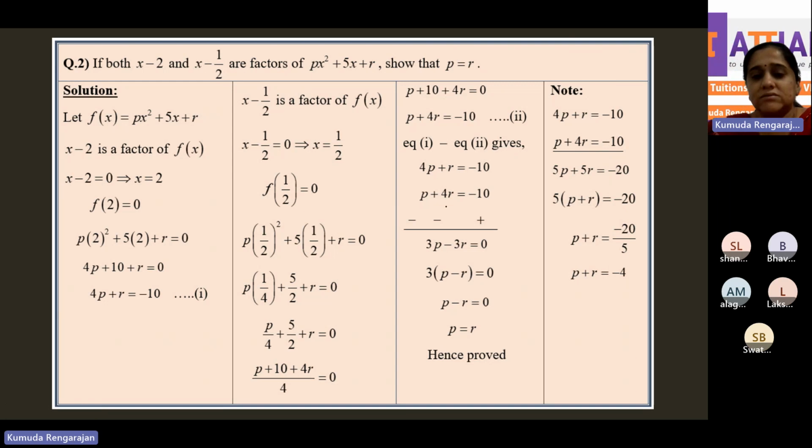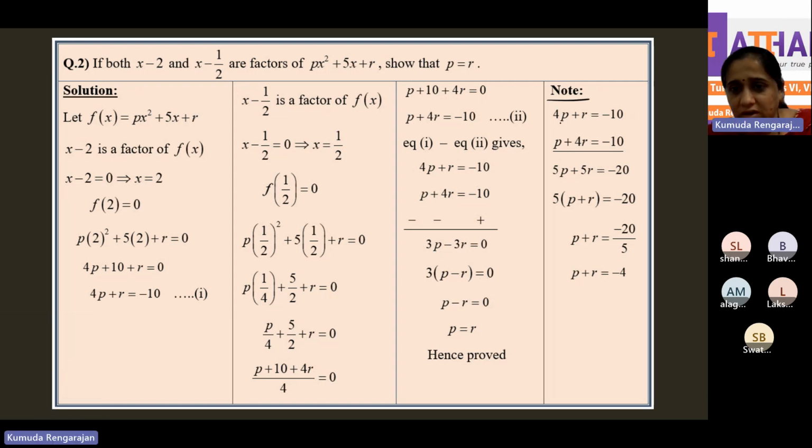So I've subtracted minus and plus. 4p minus p, 3p. Plus r minus 4r, minus 3r. Minus 10 plus 10, 0. So 3 common, p minus r is equal to 0. This 3 comes for division, 0 by 3, so 0. So p minus r is equal to 0. When you take r to the other side, p is equal to r.